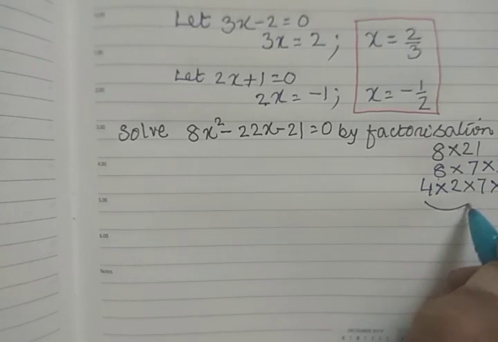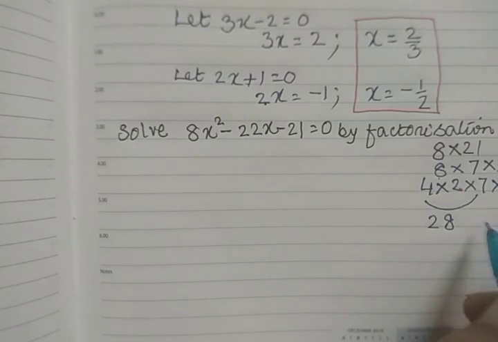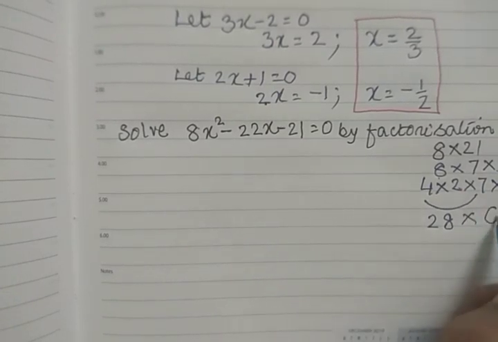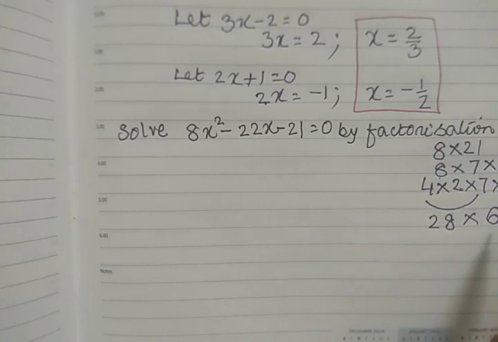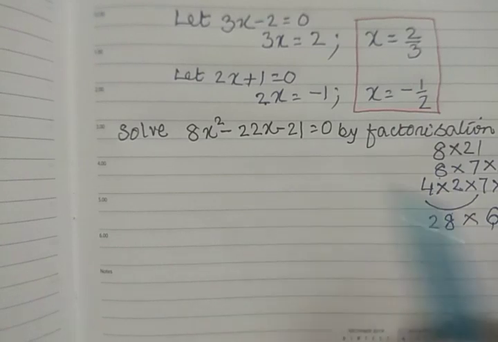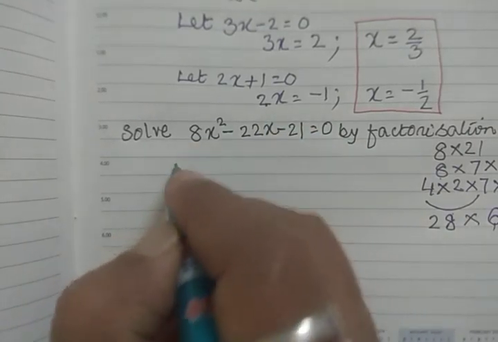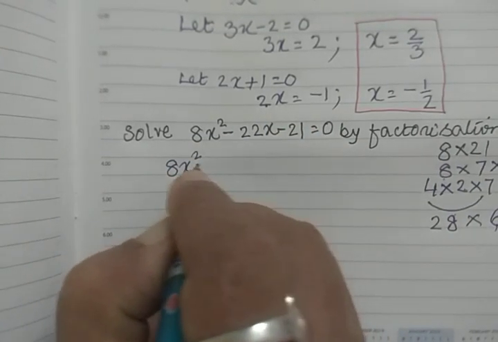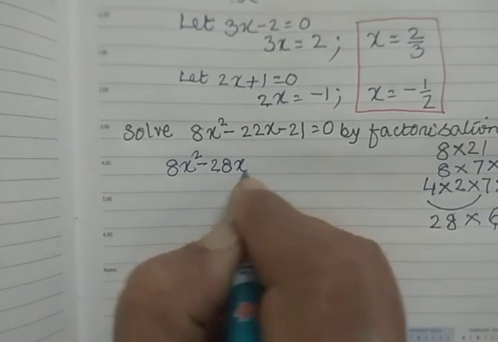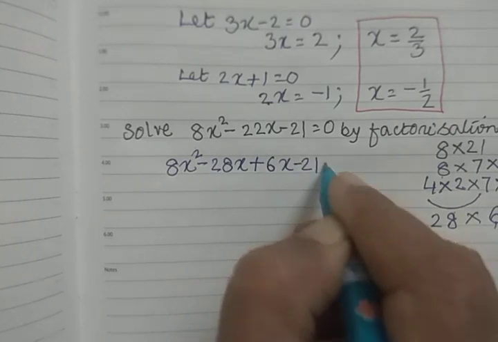Let us take these two product, 28, and these two product, 6. The difference of 28 and 6 is 22. So we have to give the minus sign to the greater number 28. So let us split this 22x as 8x square minus 28x plus 6x minus 21 is equal to 0.